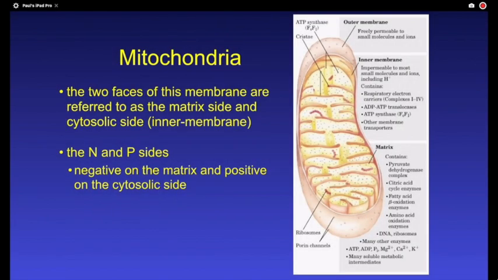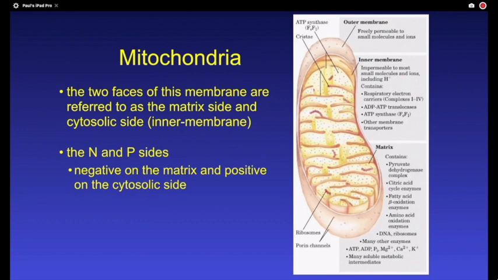There are two faces of the membrane, referred to as the matrix side, the inside, and the cytosolic side. We can also call it the inner membrane space. We also can call them the inside and the P side.